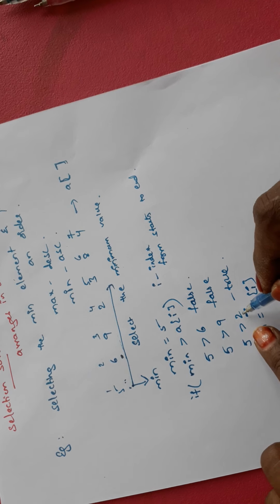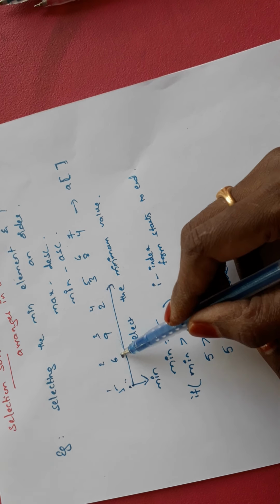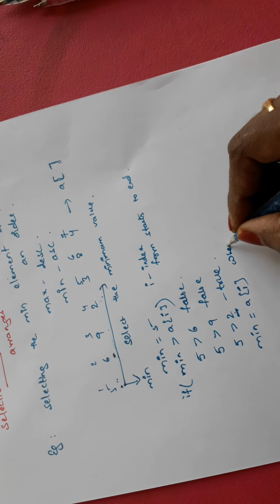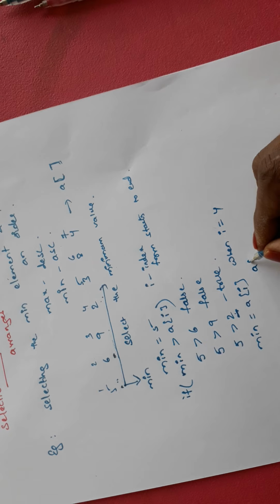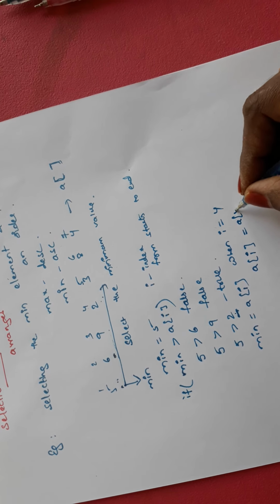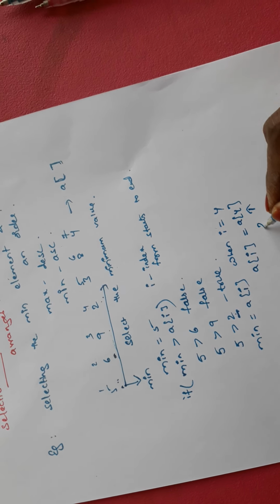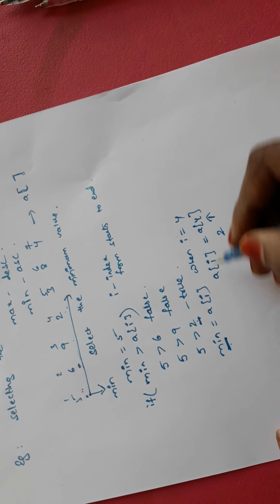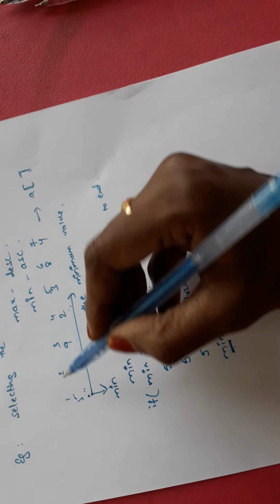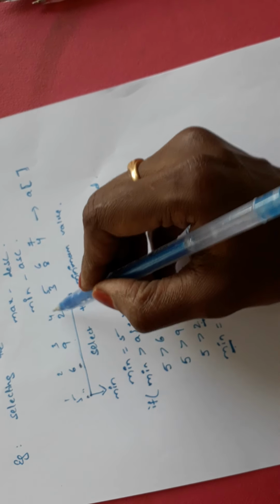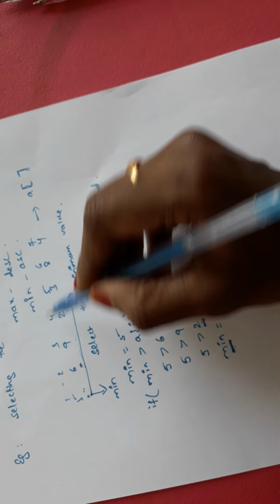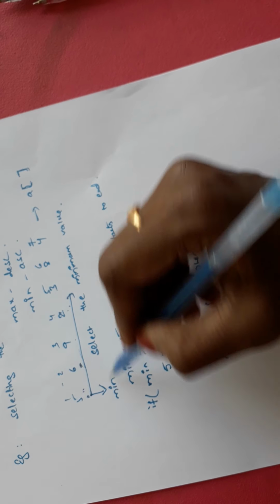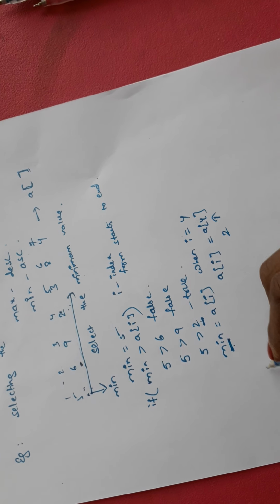In which position did we get this 2? First position, second position, third position and the fourth position. So when i equals 4, a of i, that is a of 4, what is the value in a of 4? That is 2. Now assign this 2 to the minimum. So now we have to swap these two values. 5 goes to the fourth position, and 2 comes to the first position. Here swapping takes place.